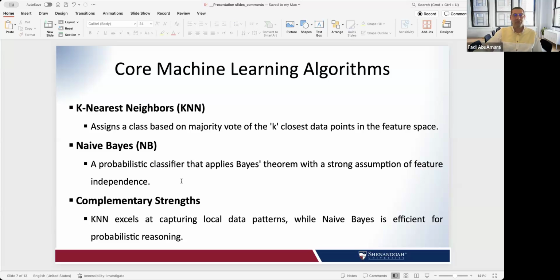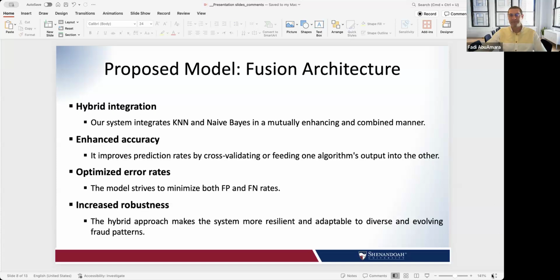So what we did now is we integrated both. Why? KNN excels at capturing local data patterns. On the other side, naive Bayes is efficient for probabilistic reasoning. So integrating them allows the proposed model to benefit from both detailed local analysis and broad probabilistic understanding.